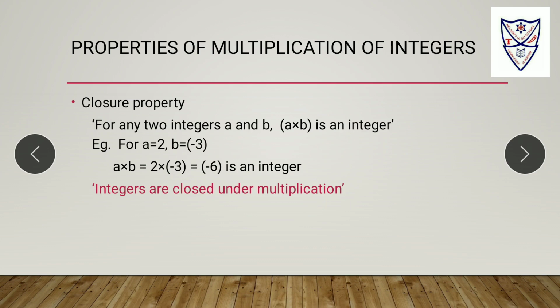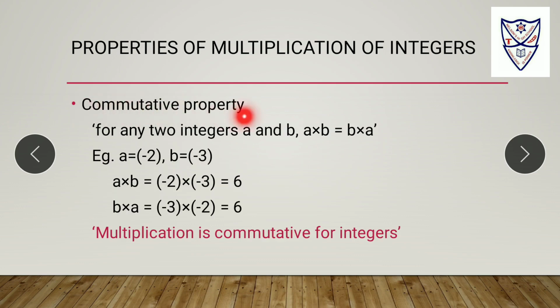Next, we have already learned multiplication of integers. Now we will learn properties of multiplication of integers. First property, closure property. For any two integers a and b, a multiplied by b is an integer. For example, if a is equal to 2 and b is equal to minus 3, a multiplied by b is equal to 2 multiplied by minus 3, 2 threes are 6, and minus sign, that is minus 6, and minus 6 is an integer, and therefore we can say that integers are closed under multiplication.